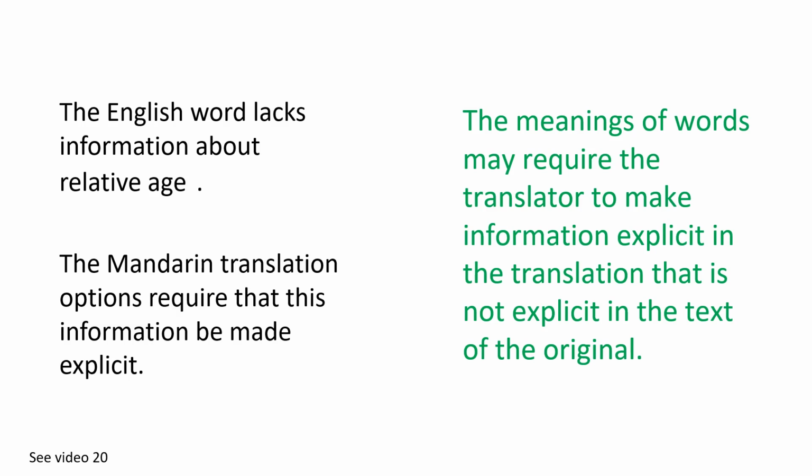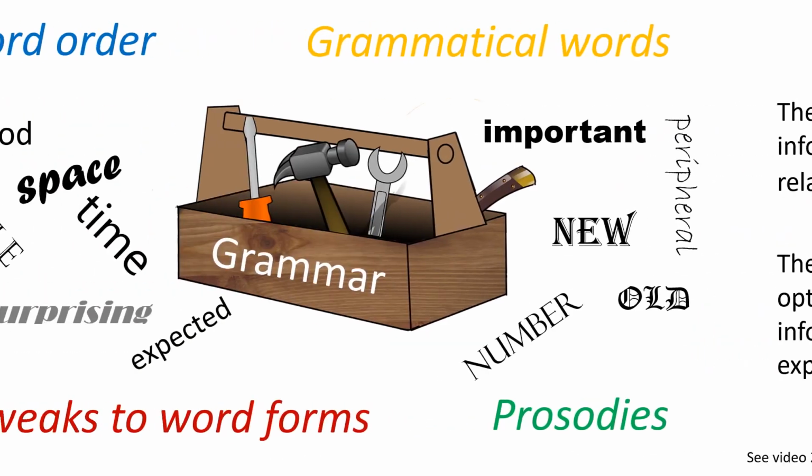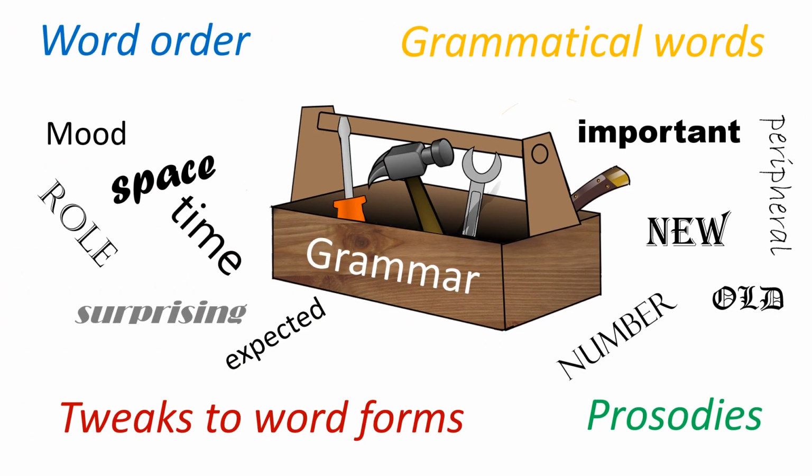He has no choice but to use one term or the other, and has a 50% chance of picking the wrong one. What does that mean for the integrity of the translation? Sometimes it's the grammar of the receptor language that forces the translator to make information explicit in the translation that is not explicit in the original text.